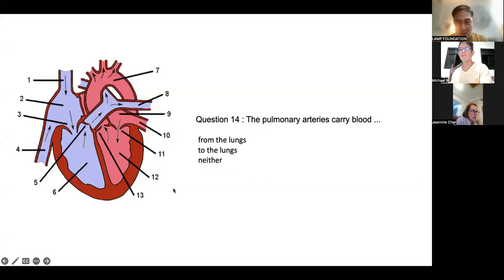To the lungs. Oh, diba? Clear na, clear na. And you know the reason why it's colored blue. Number 2 is pointing to? Number 2, right atrium. Okay.